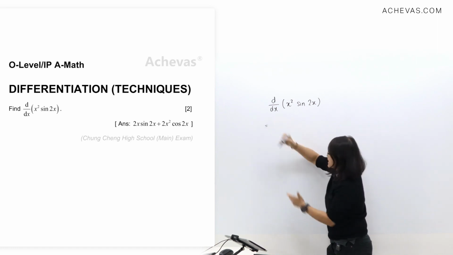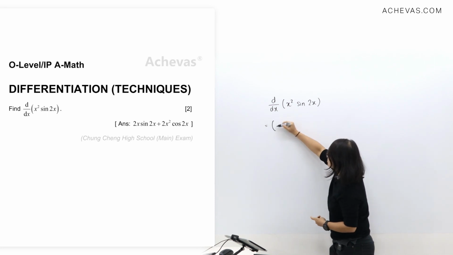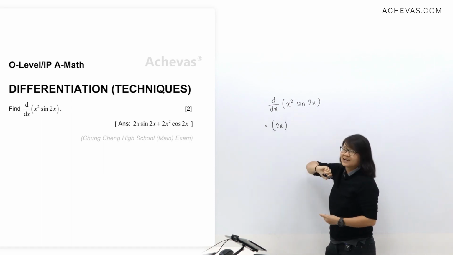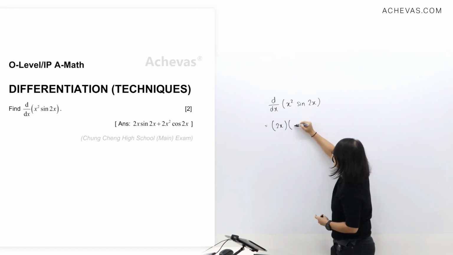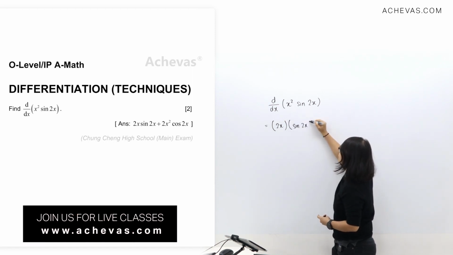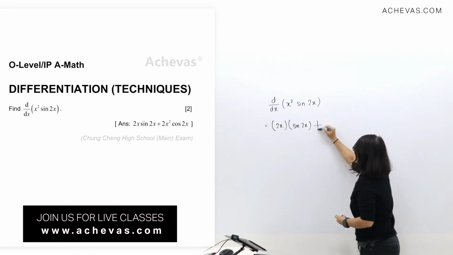So what you can do is look at this term here and differentiate it, x squared. We differentiate x squared, we get 2x. When you differentiate this one here, you're going to copy down this one here. So I'm going to write another bracket, sine 2x. And because it's a product rule, at the center here, I'll have addition.